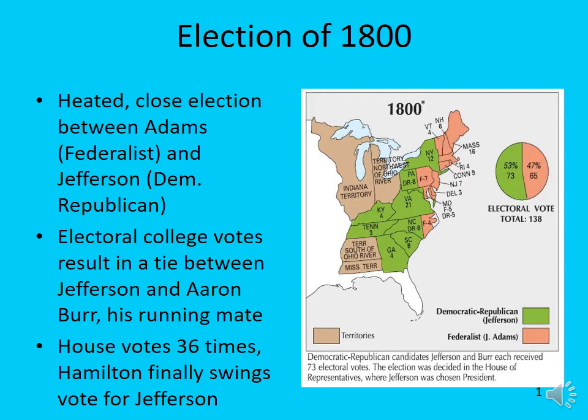And in this situation, the House votes 36 times, and finally Alexander Hamilton persuades the House of Representatives to vote for Jefferson. And you might say, well, aren't Hamilton and Jefferson on opposite ends of the spectrum? Well, yes, they are.